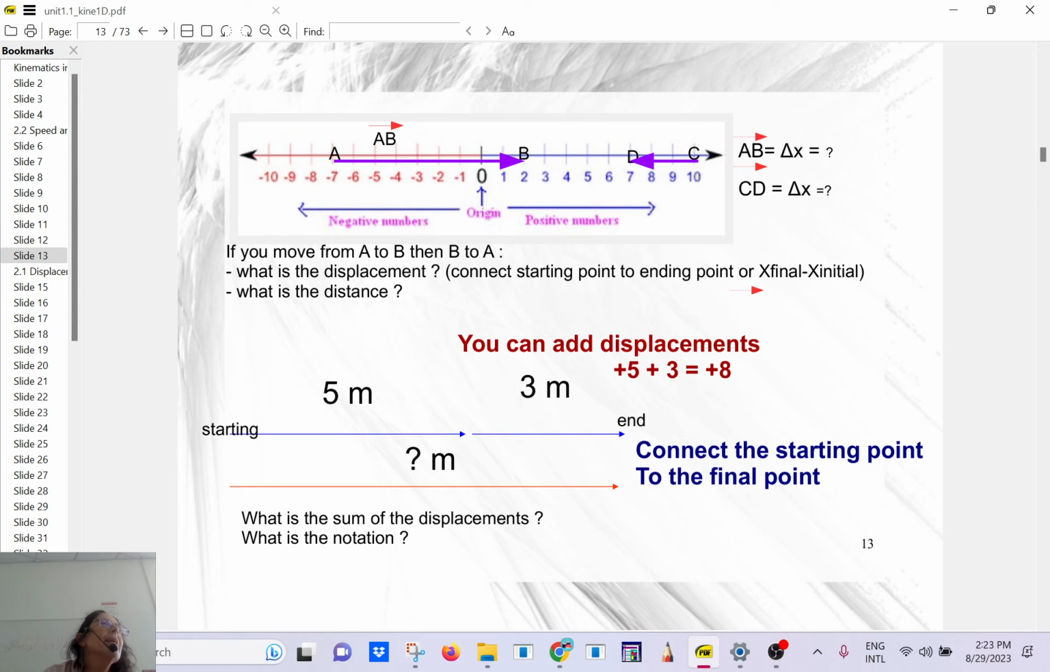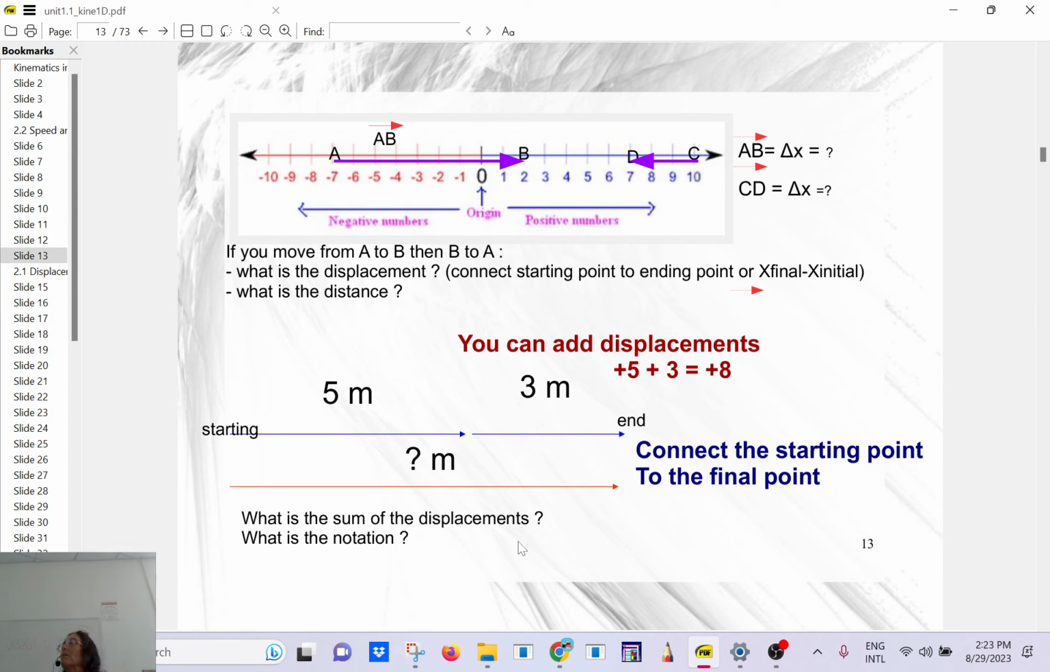So just to make sure when you're doing this: distance always has to be positive. Displacement can be negative, positive, or zero. Distance can be zero or positive, it cannot be negative. That's what a scalar is. So for example, energy.